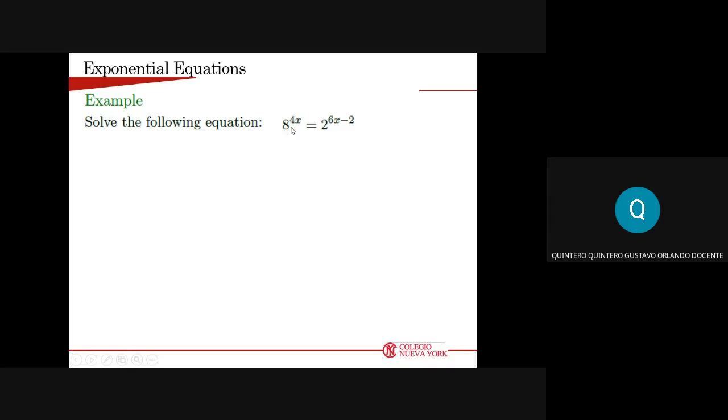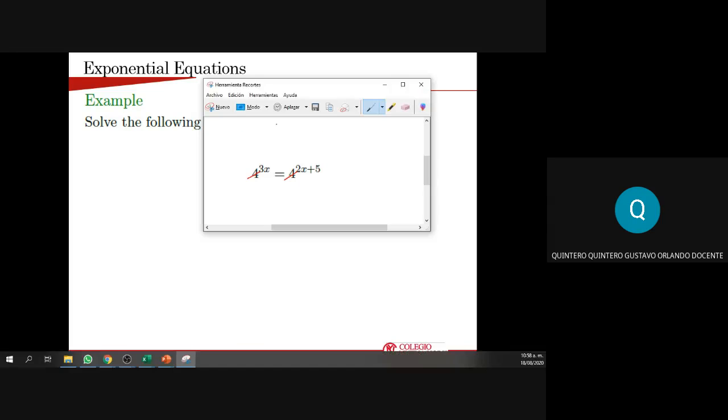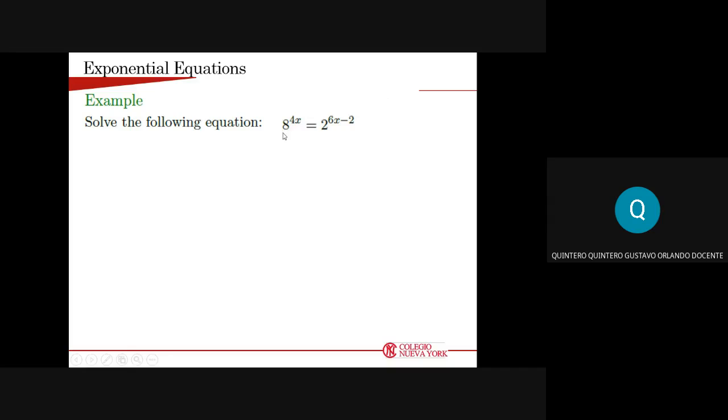From here, we cannot cancel the bases. Remember, in the previous example, the only reason why we could cancel the 4 and the 4 is because the bases were the same. So we can only cancel them if the bases are the same. Here we have an 8 and a 2. So we cannot. What can we do then?